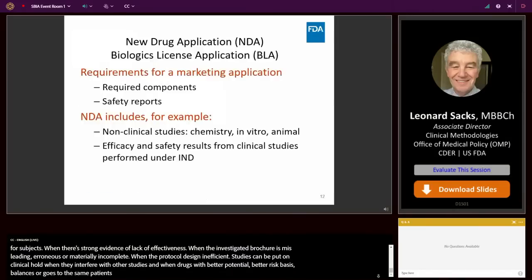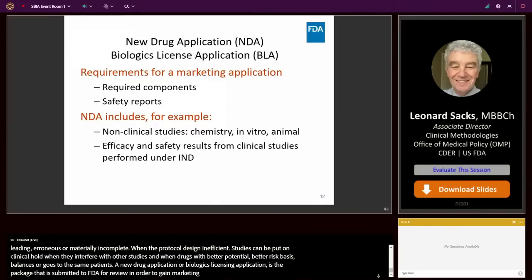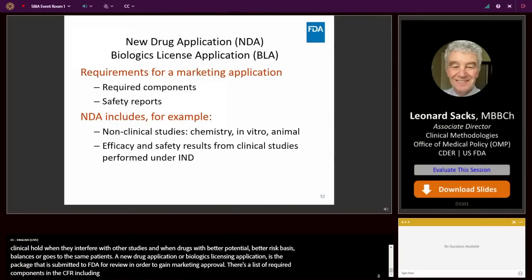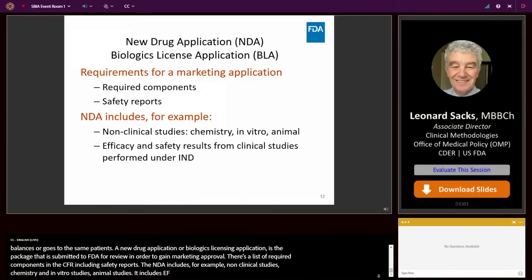A new drug application, or biologics licensing application, is the package that's submitted to FDA for review in order to gain marketing approval. There's a list of required components in the CFR, including safety reports. The NDA includes, for example, non-clinical studies, chemistry and in vitro studies, animal studies. It includes efficacy and safety results from clinical studies that are performed under investigational new drug applications.